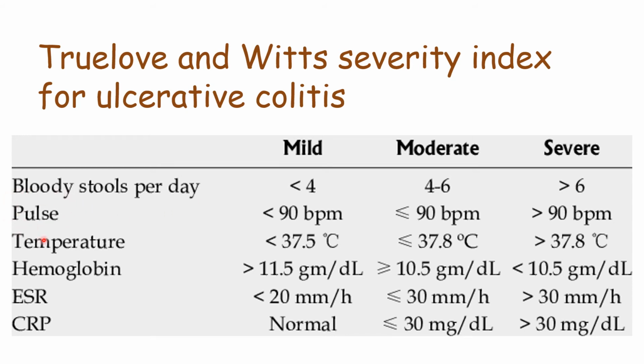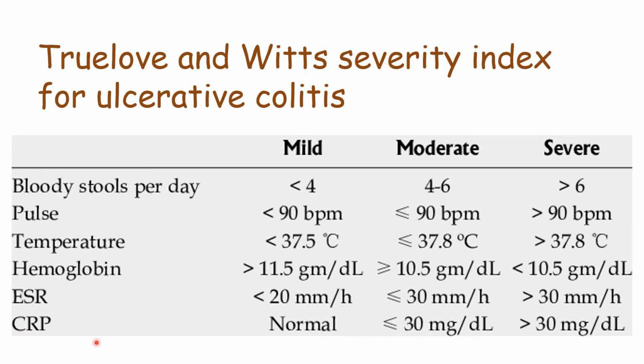Pulse, the patient's temperature, the patient's hemoglobin. This would essentially indicate anemia. So if there's extensive bleeding, the patient would likely be anemic. Next, we have erythrocyte sedimentation rate and C-reactive protein. These are acute phase reactants, so they are proteins that increase their plasma concentration in response to inflammation. So essentially this would indicate how severe the inflammation is.